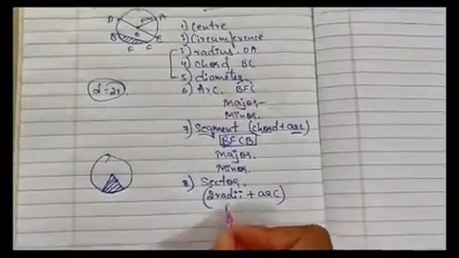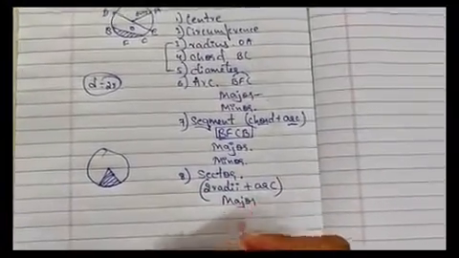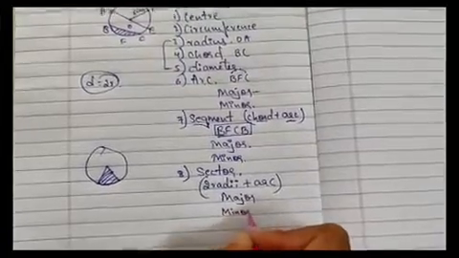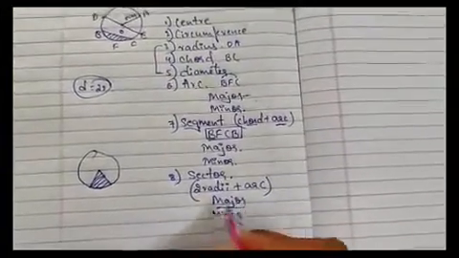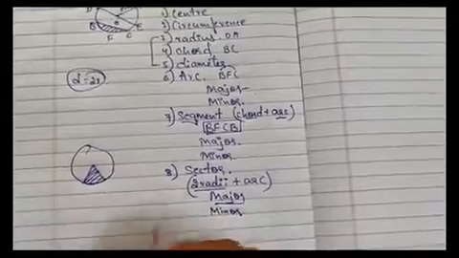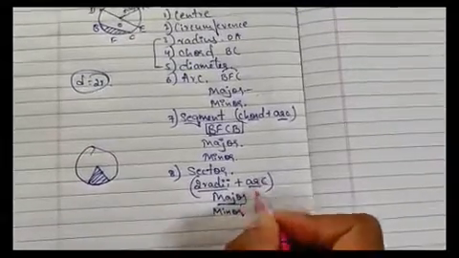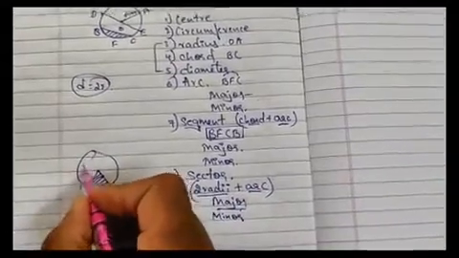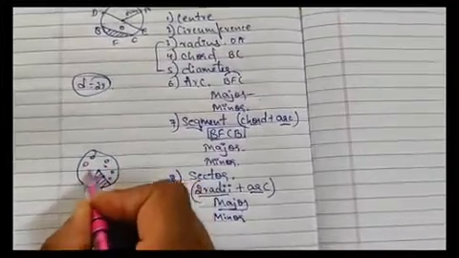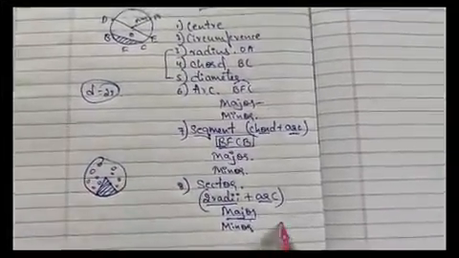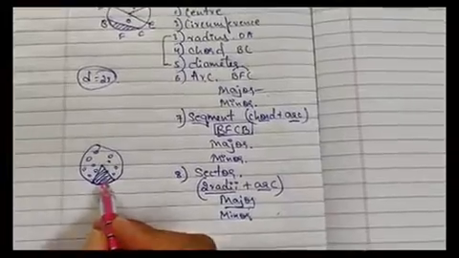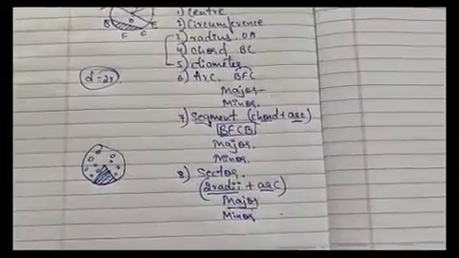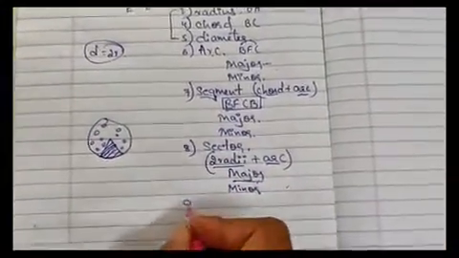So in a sector also we have 2 types, major and minor. What is major? The same 2 radii plus 1 major arc. So you can see the remaining part here, this is the major sector, and the part I have shaded here is the minor sector.